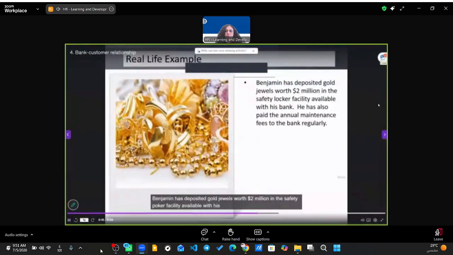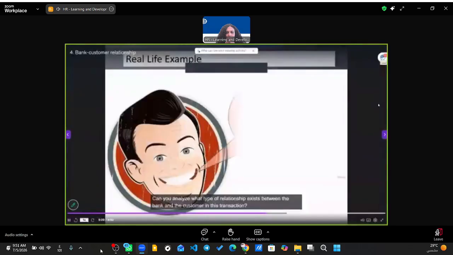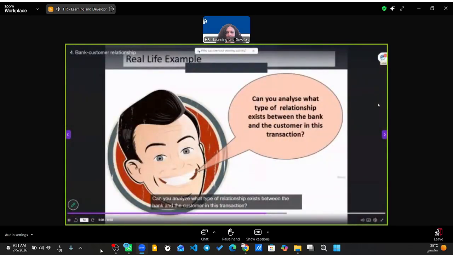Benjamin has deposited gold jewels worth $2 million in the safety locker facility available with his bank. He has also paid the annual maintenance fees to the bank regularly. Can you analyze what type of relationship exists between the bank and the customer in this transaction?